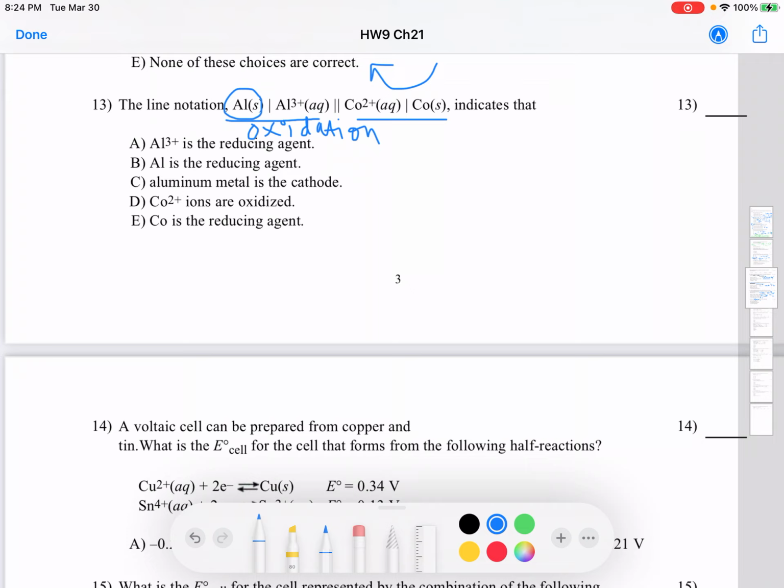Aluminum metal is the cathode. No, aluminum metal is the anode. Cobalt 2+ ions are oxidized. No, cobalt 2+ ions are going to be reduced because it's going from 2+ to 0. Cobalt is the reducing agent. No, that's not correct either because that's going to be the product. So the reducing agent or the oxidizing agent has to come from the reactant side.